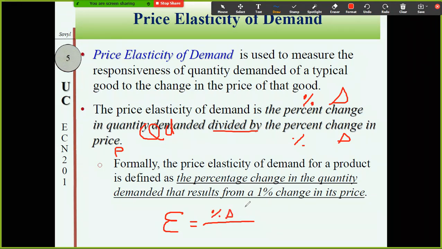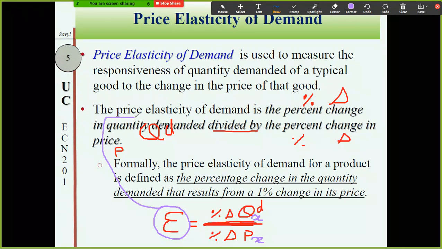Percentage change in quantity demanded, based on the formula saying here, divided by percentage change of price. If talking about good X, or service X, epsilon represents the price elasticity of demand for good X. Okay, equal that one.